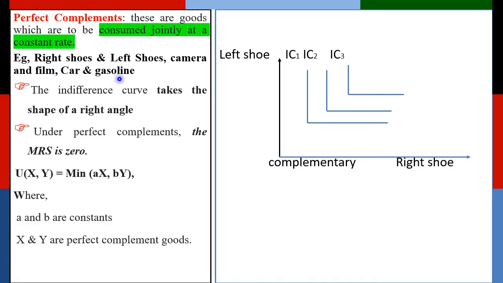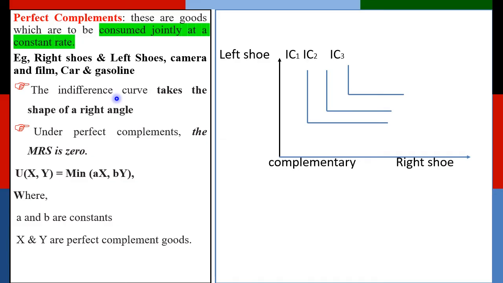Car and gasoline, again, is an example of perfect complements. Car and gasoline or oil are used jointly. Without the oil or without the gasoline, a car is nothing. A car is useless if there is no oil. But if there is a car and there is gasoline or oil, we can use the two products at the same time. This is what we mean by perfect complements of products.